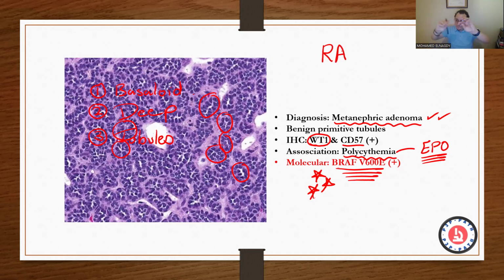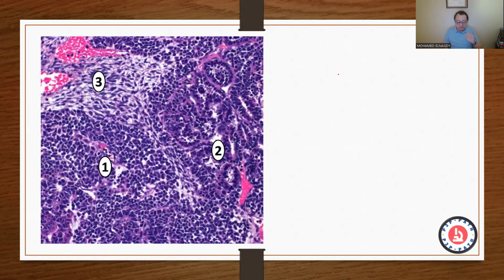I have kind of heme path algorithms. There is a BRAF and TRAP. I will tell you that these are the positives in the hairy cell leukemia, once we get to it. But it's BRAF positive, so please memorize this. Any tumor which is BRAF positive, they love asking about the BRAF in the exam. So that's metanephric adenoma. What about this?